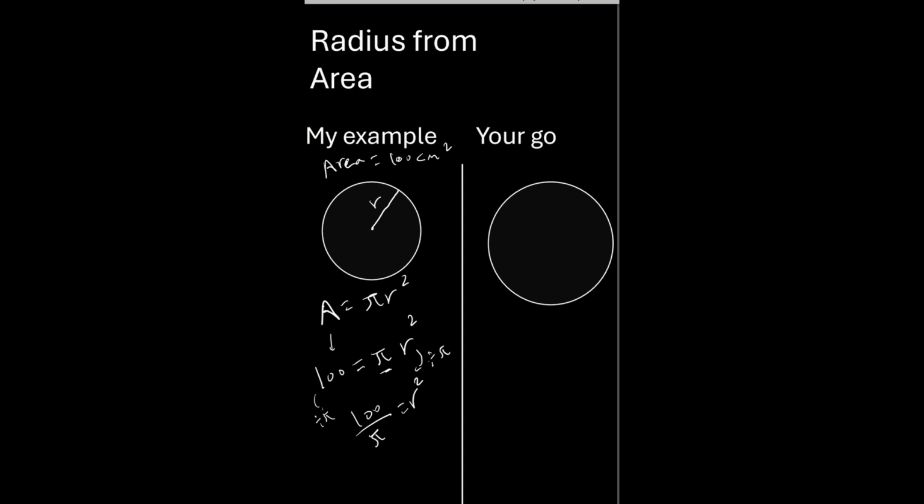And if I square root that, r is 5.64. So all you need to do is get the square root of that result, and you will get this in centimeters. Okay, now hopefully you got that. I will give you an example to try, and I also want the radius, but the area in this case is going to be 150 centimeters squared.